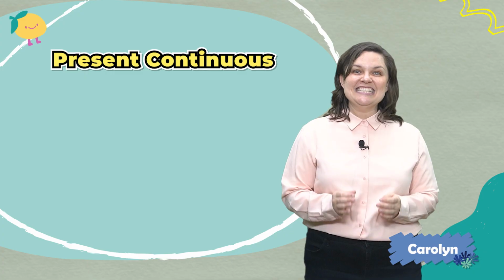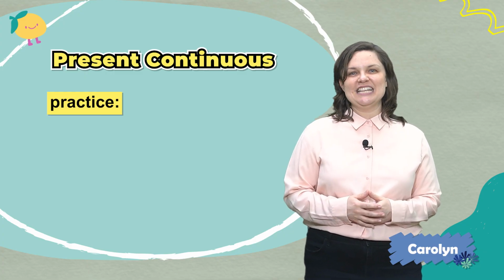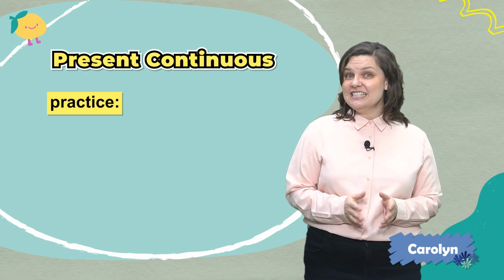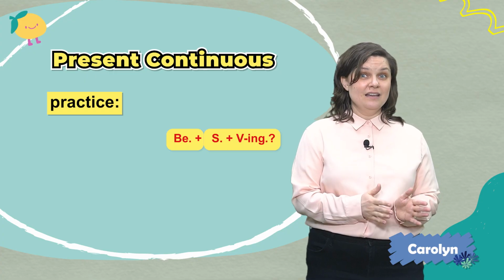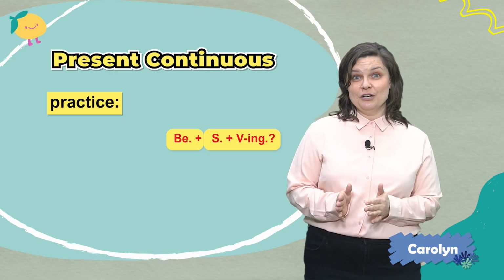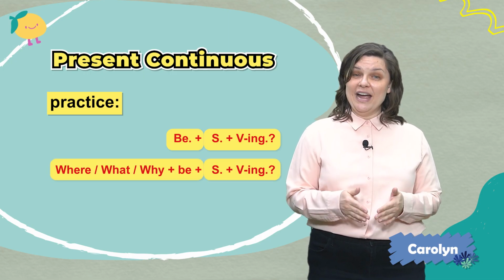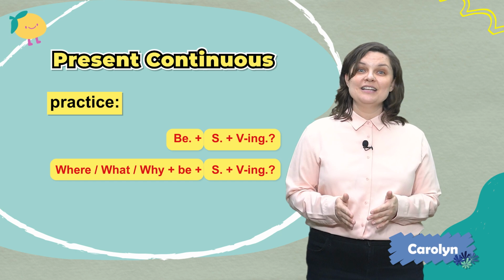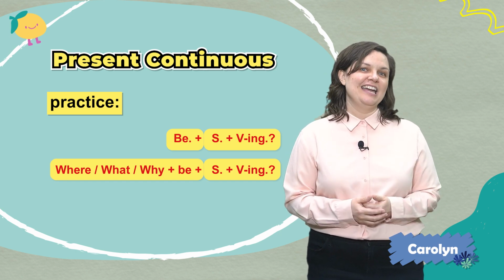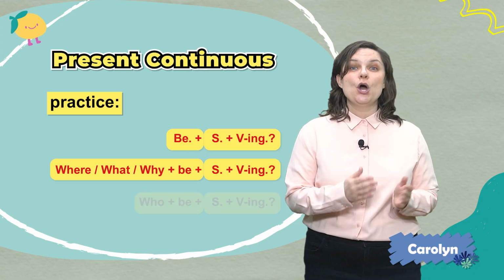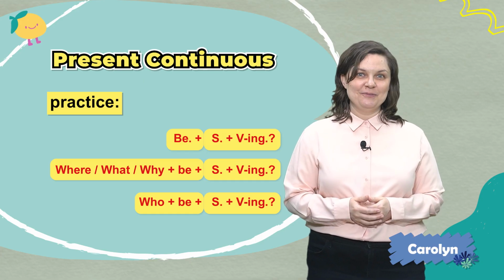Good! It's now time to start asking questions using the present continuous tense. First, let's take a look at these sentence patterns. The first one is be plus subject plus verb ing. Our next one is where, what, why plus be plus the subject plus verb ing. And lastly, who plus be plus verb ing.